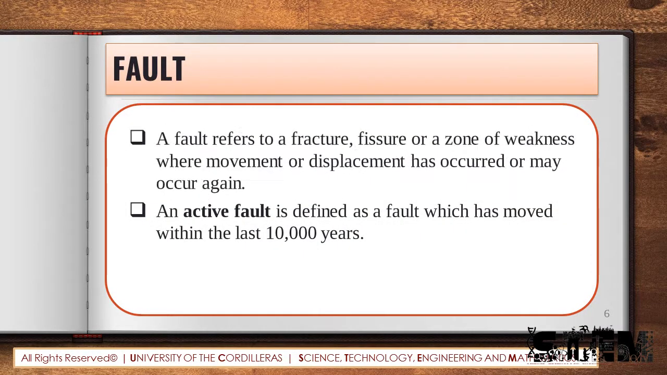So here we can see fault. Earthquake is caused by the fault that is located in between plate tectonics. That's why when they move, earthquake will happen. So the main cause for earthquake is because of our fault lines. What is a fault? A fault refers to a fracture, fissure, or a zone of weakness where movement or displacement has occurred or may occur again. And we can say that our fault is active if they had moved within the last 10 years.